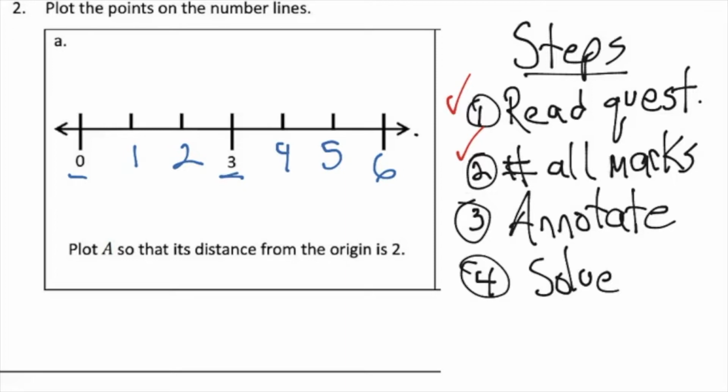Plot A so that its distance from the origin, and we know the origin is 0, is 2. So plot A so that its distance from the origin is 2. Okay, step 3, check. Now we're going to solve. So we're plotting A so that its distance from the origin, 0 is the origin, is 2. There's our point. We plotted A. Done. Step 4, check.